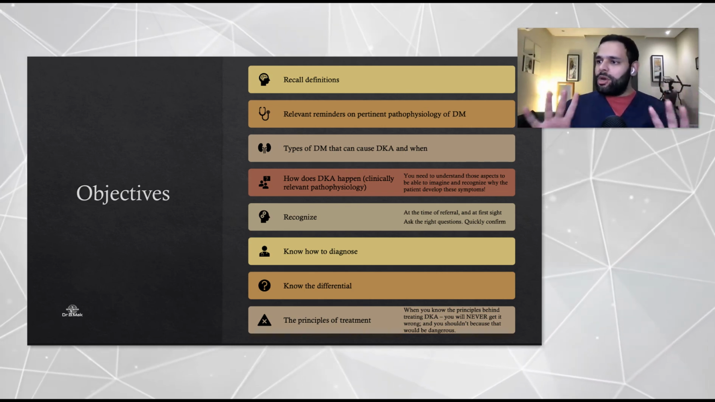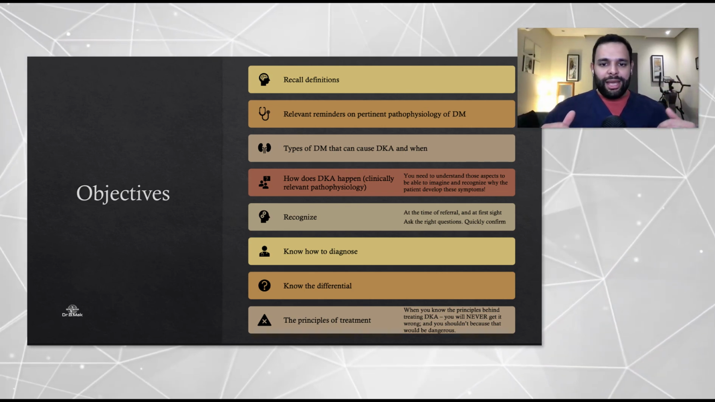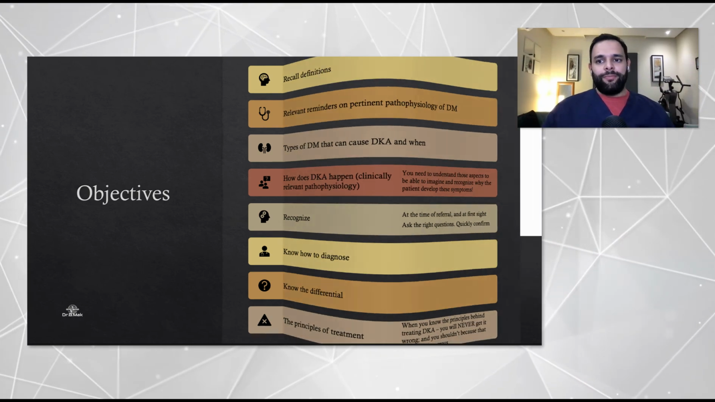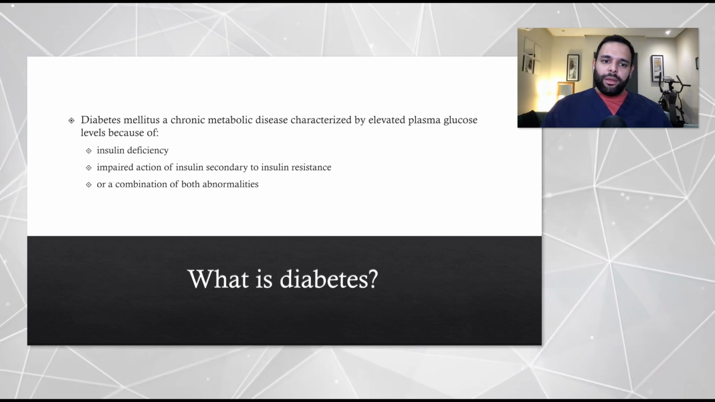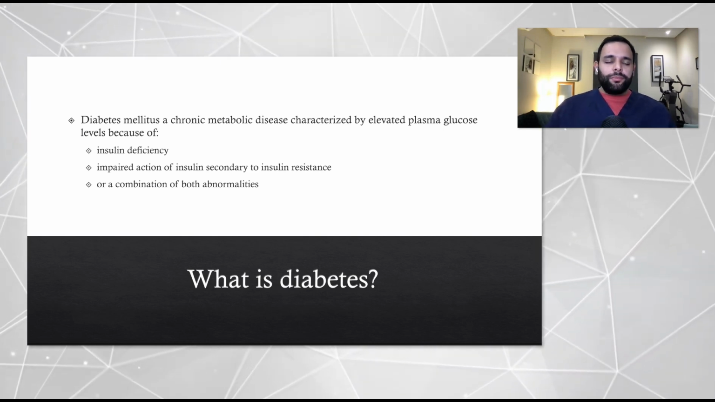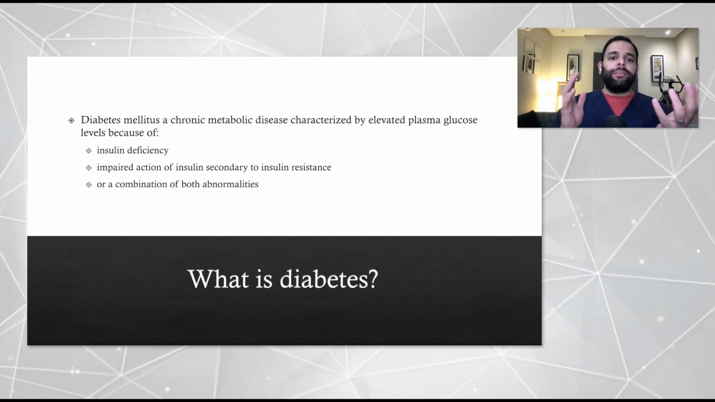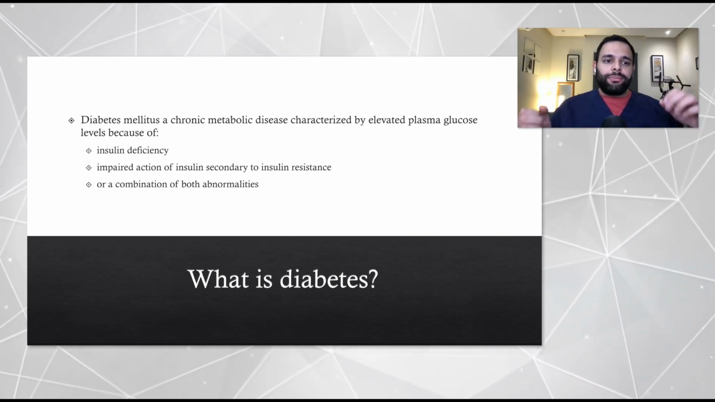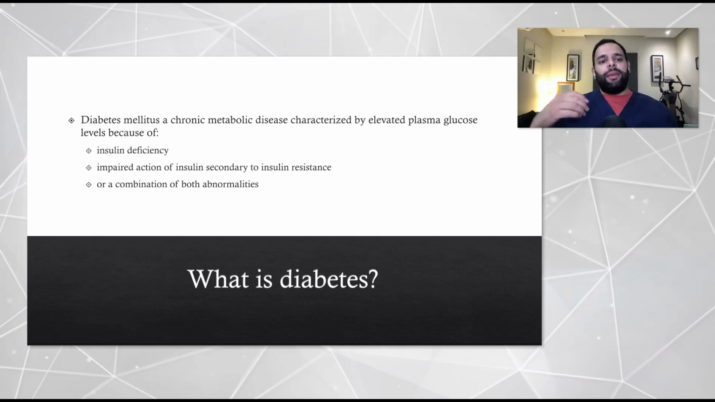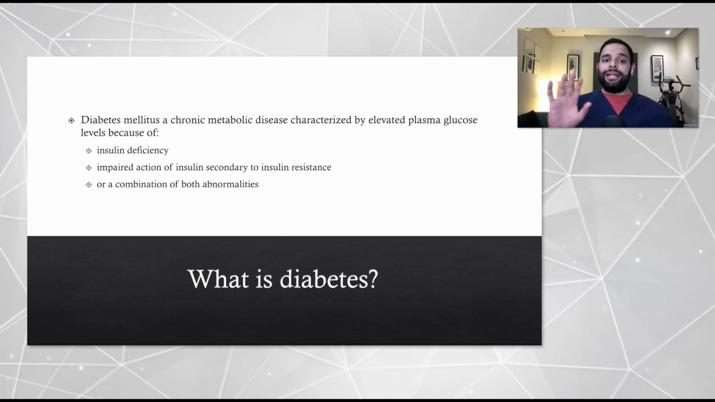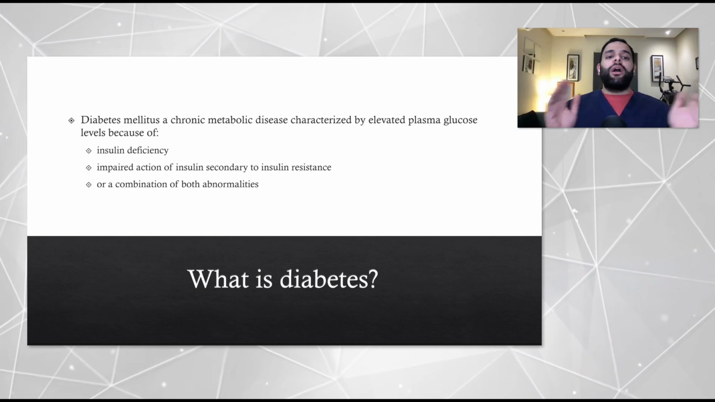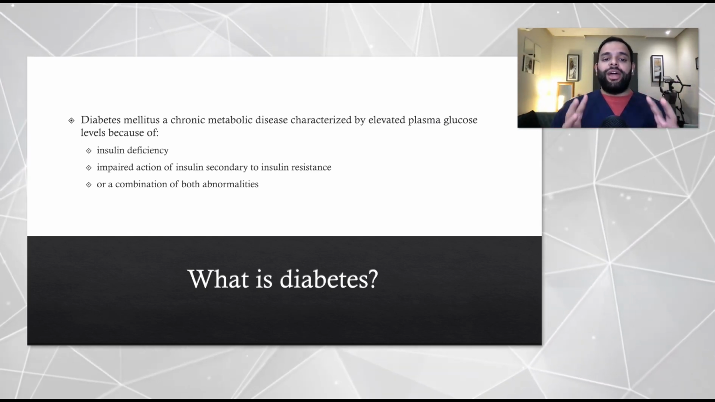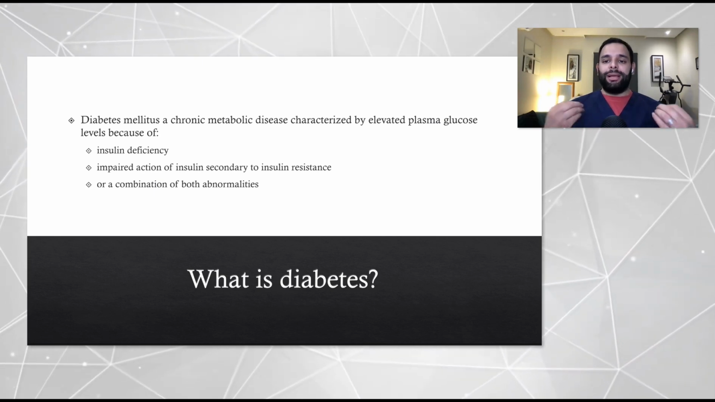When you know the principles behind treating DKA, you will never get it wrong, and you shouldn't, because that would be dangerous. So, what is diabetes? Diabetes mellitus is a chronic metabolic disease characterized by elevated plasma glucose levels because of insulin deficiency, impaired action of insulin secondary to insulin resistance, or a combination of both. No matter what the mechanism is, that postulates diabetes mellitus.